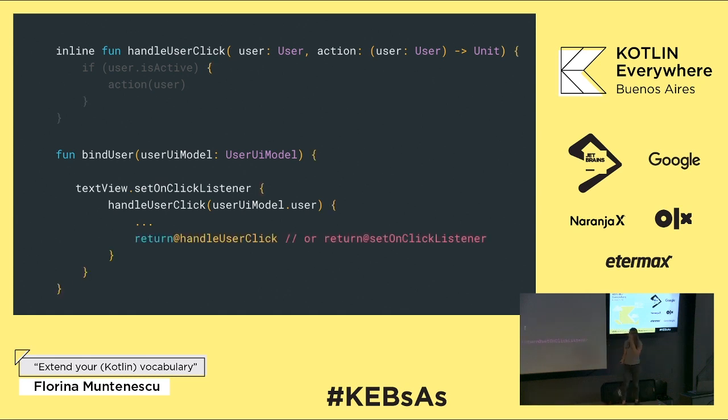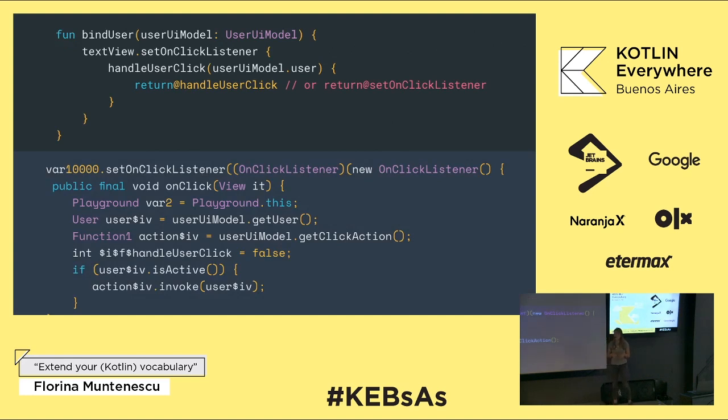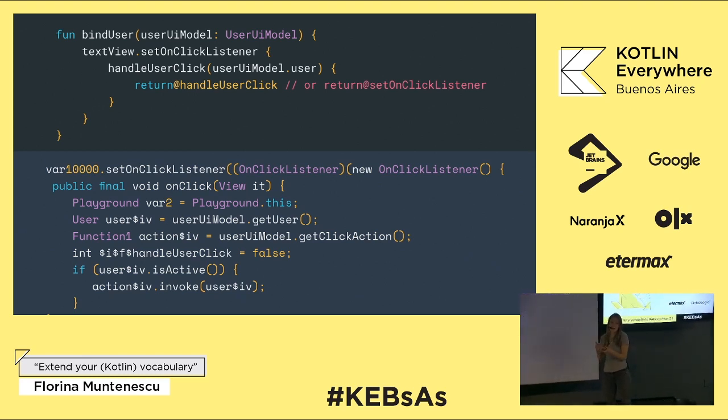Rather, our possible options are either return@handleUserClick or return@setOnClickListener. So why is this? I said that the main difference here is that we have that text view setOnClickListener. If you look at the decompiled Java code, we see that a new on-click listener is created, and then the code gets copied. So we couldn't return to the bind method because we're inside a class definition, so the compiler can't know how to get out of that class completely. That's why the only possible options are return@handleUserClick or return@setOnClickListener.